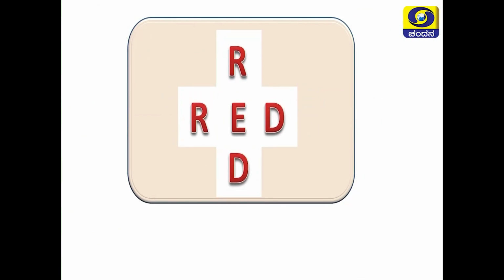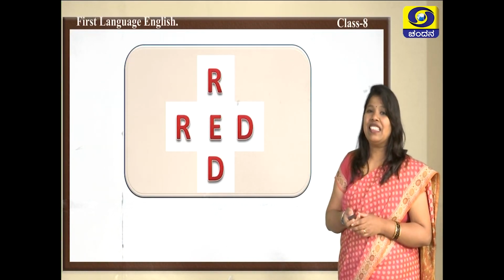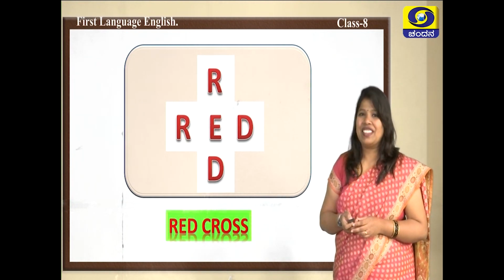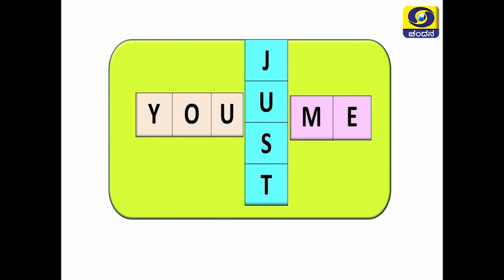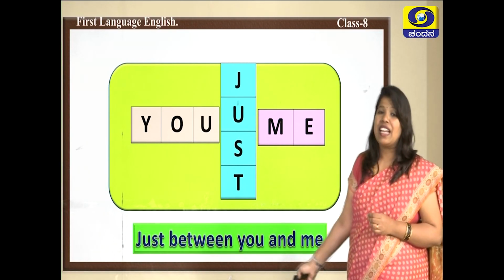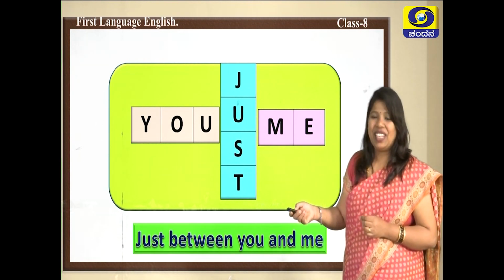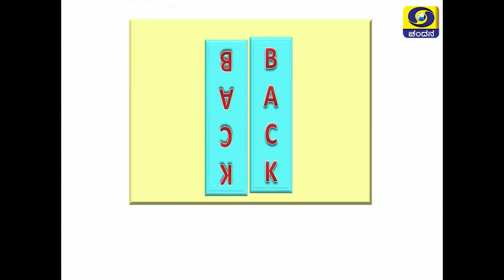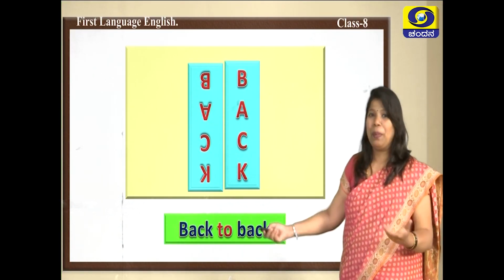Now, can you see the position of the word that is placed, and can you guess what the phrase is? Yes, it is Red Cross. Now, let us move to the second block, children. Look at the position of the words. Yes, have you guessed it? Yes, the answer is just between you and me. Very good, children. Now, the third one. Look at the position where back and back is. Yes, the answer is back to back.